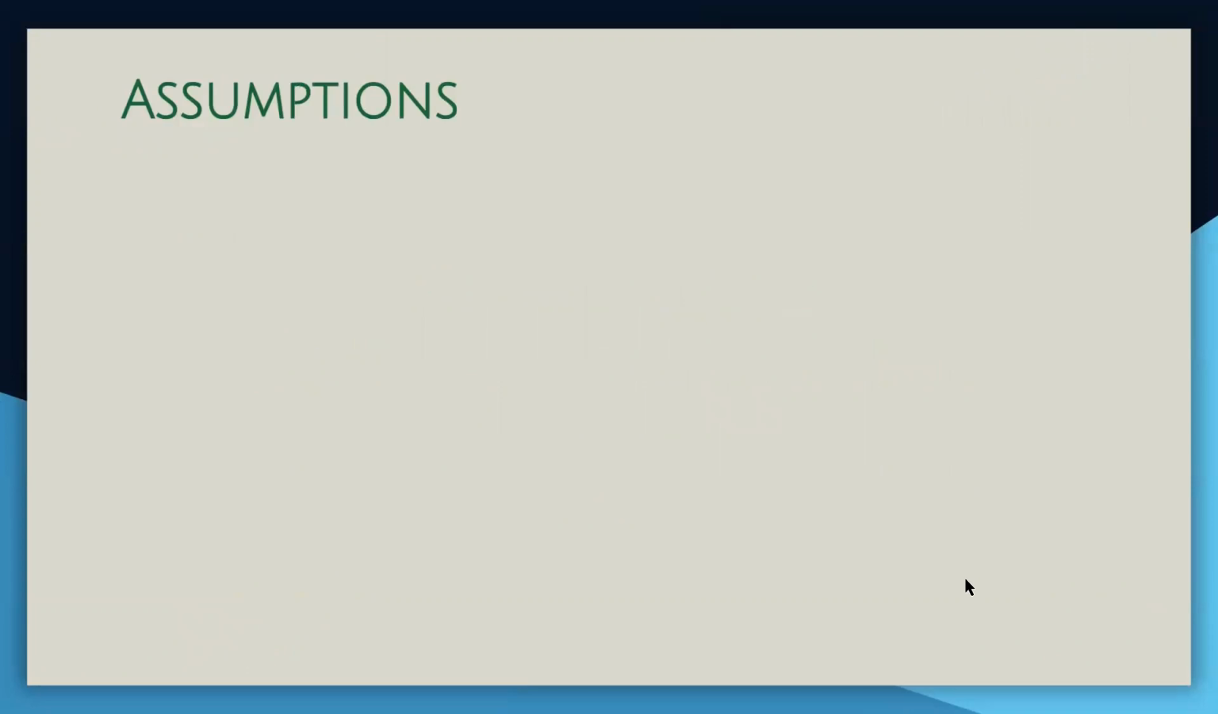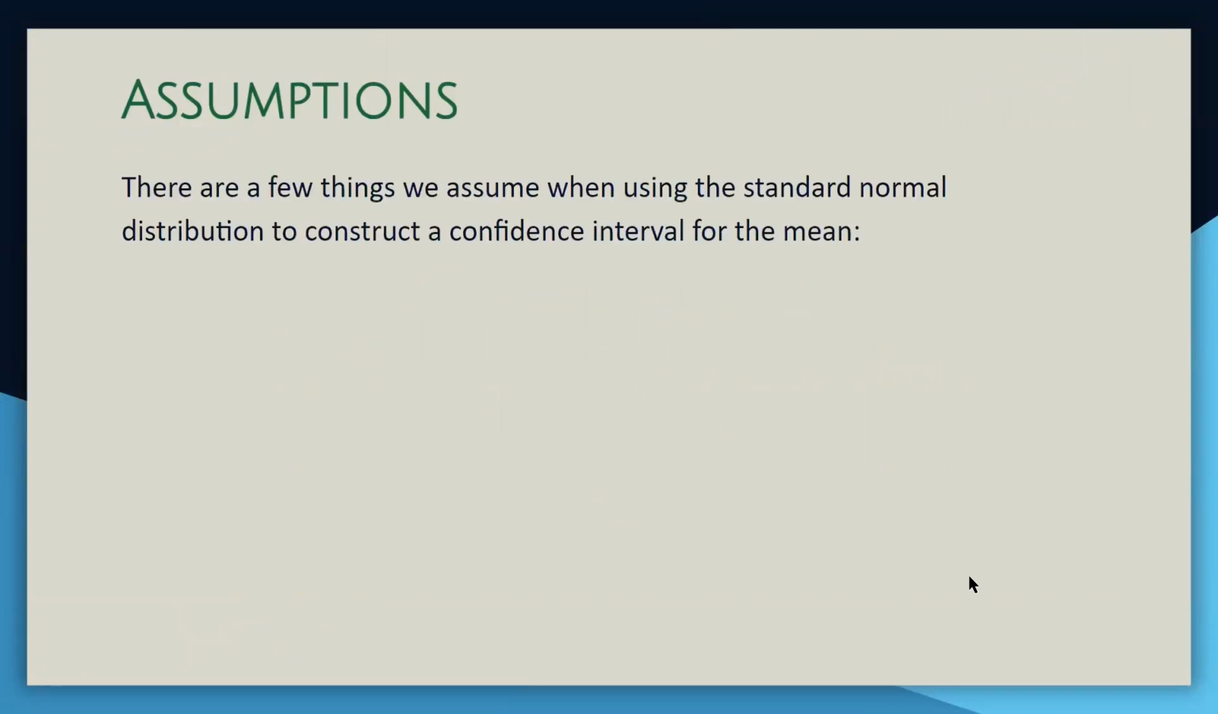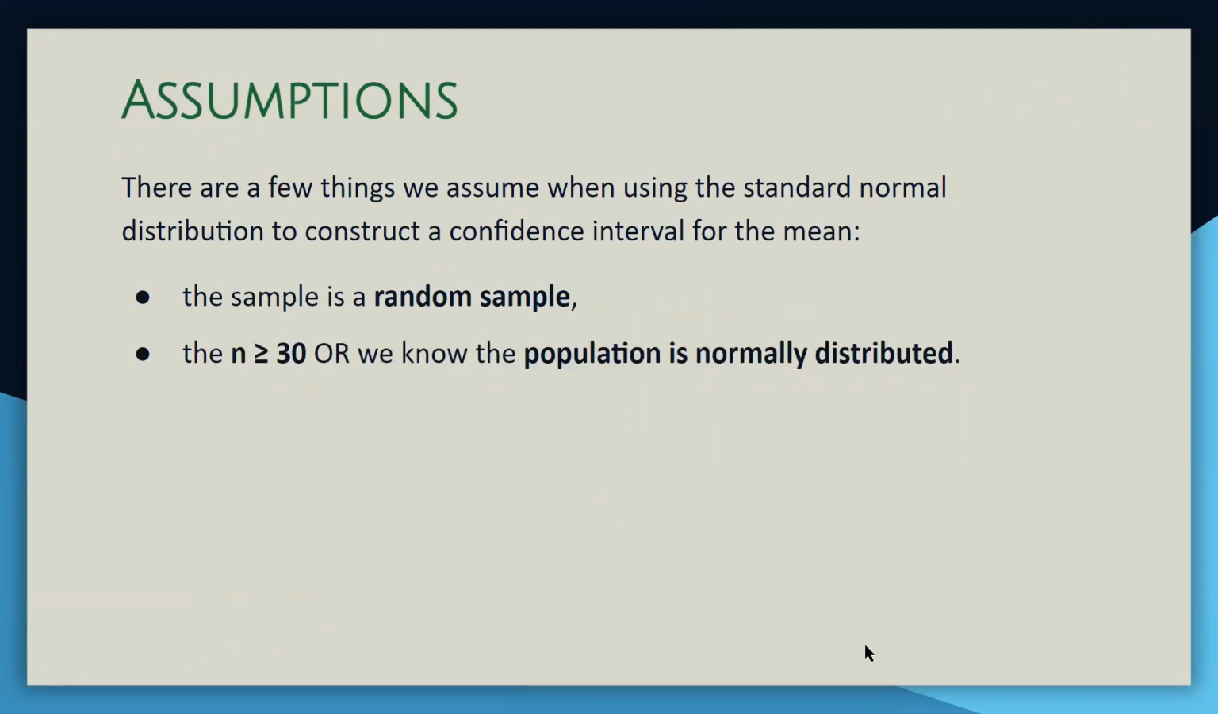So a few assumptions for this confidence interval. First, we're assuming that our sample is a random sample, and we're assuming that either our sample size is bigger than 30, or we know the population is normally distributed. You will notice that knowledge of the population standard deviation is missing from that list. So everything we're doing in this video is assuming that we do not know the population standard deviation.